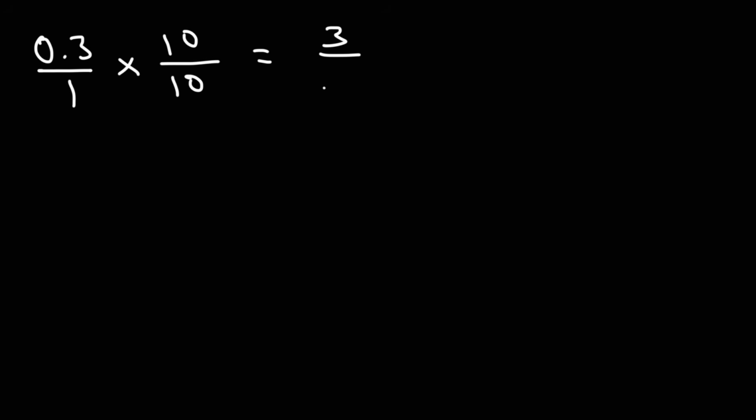Go ahead and try this one. Convert 0.3 into a fraction. So we're going to put this over 1 and multiply the top and bottom by 10. 0.3 times 10 is 3. 1 times 10 is 10. And we can't reduce this fraction, so it's simply 3 over 10.